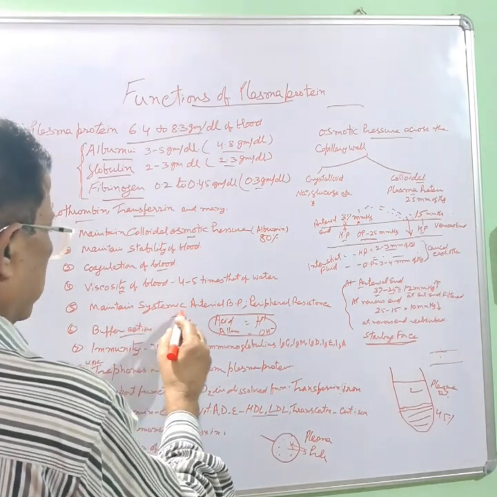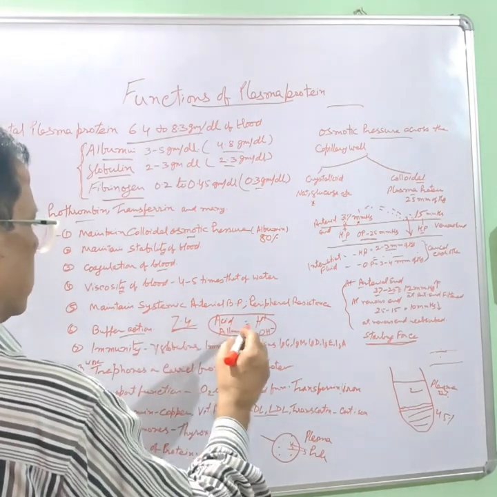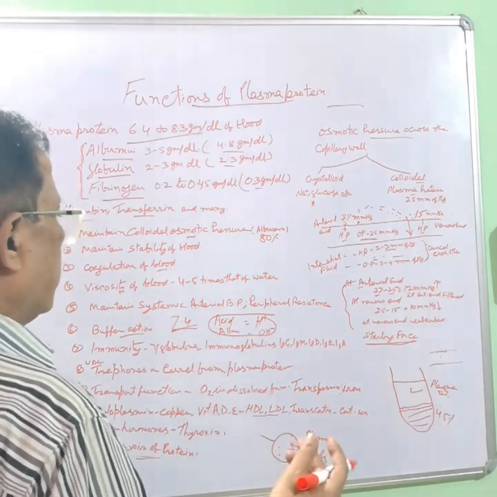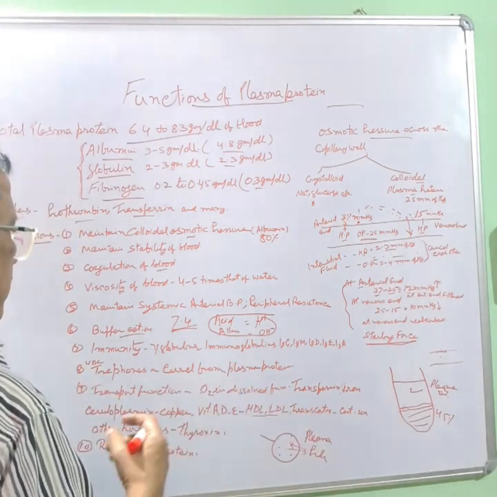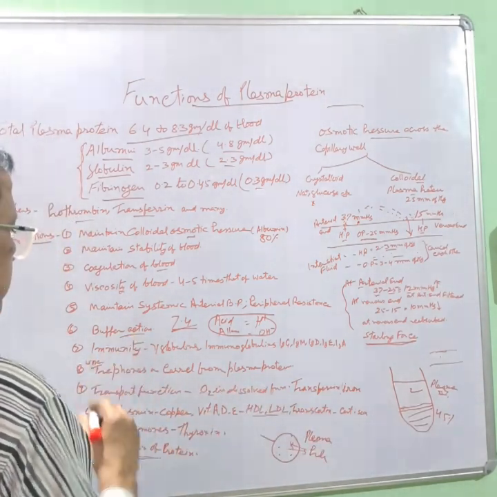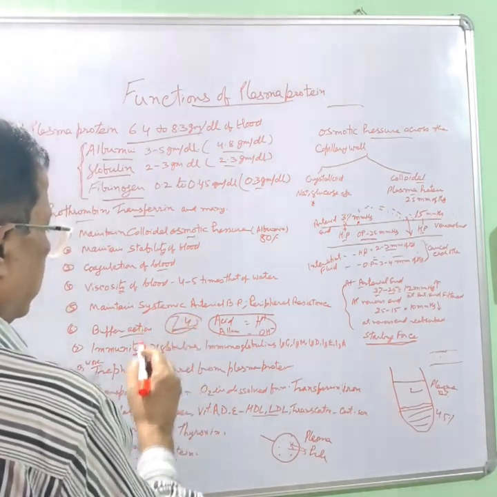And this maintains systemic arterial blood pressure and peripheral resistance. Viscosity of blood is responsible for peripheral resistance, and then it maintains the systemic arterial blood pressure. Buffer action, that is, pH is 7.4.